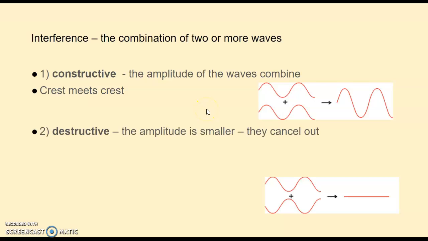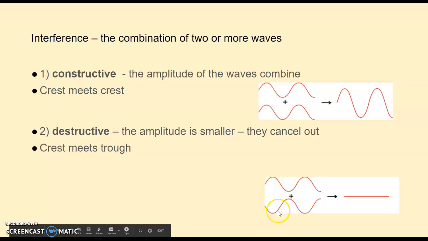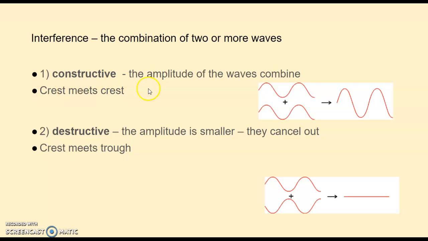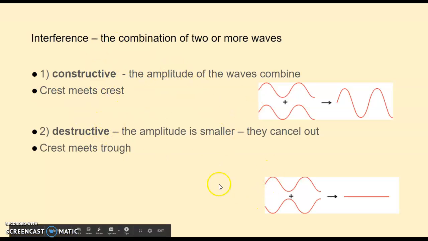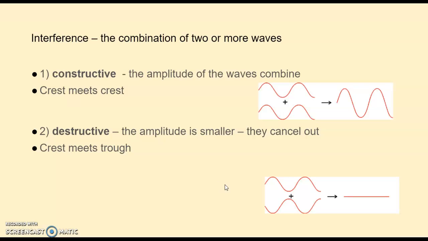The opposite of this is destructive. Destructive is not really a good term. It kind of associates with negative things. So what's happening here is that the crest of one wave aligns with the trough of another. And when this happens, it completely cancels out the wave, or at least it lowers it. So remember, constructive meaning positive, destructive meaning negative, and it should help you remember the difference between these two types of interference.